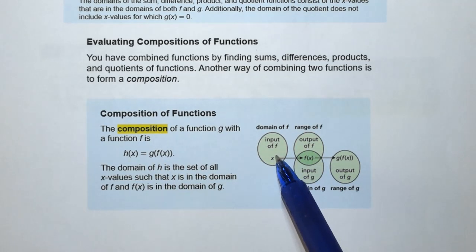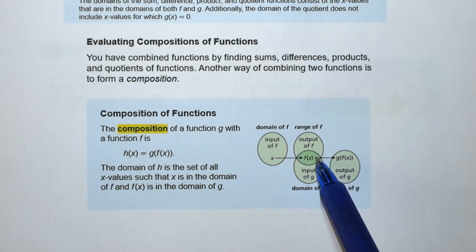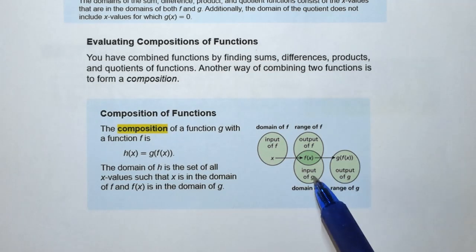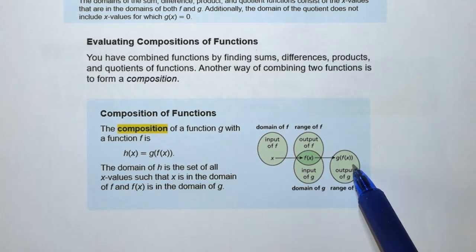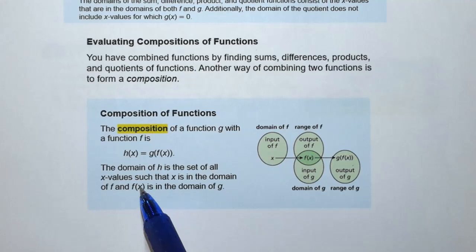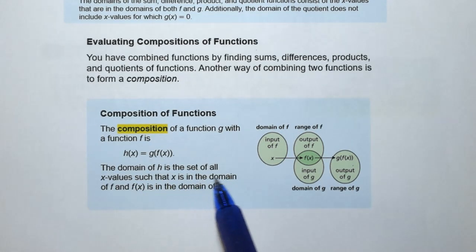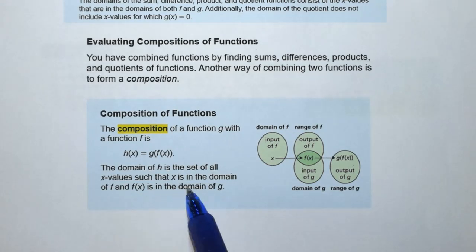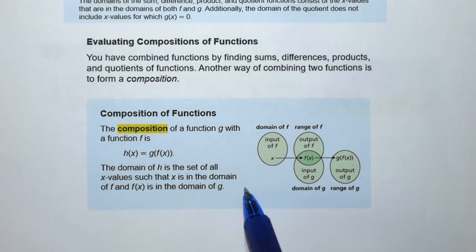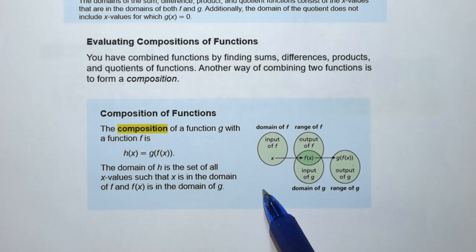So for example, the input of f is x, then the output would be f of x. You would input that into g and get this. So the domain of h is the set of all x values such that x is in the domain of f and f of x is in the domain of g. We'll talk about domain and range again some more. Let's dive right into this.